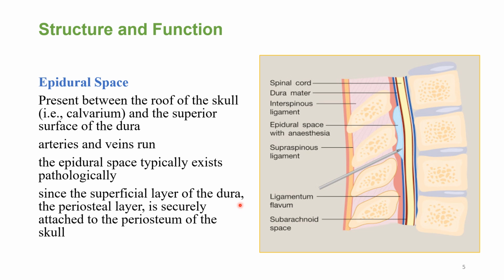This is since the superficial layer of the dura, that is the periosteal layer, is securely attached to the periosteum of the skull. So, normally the dura has layers. Dura mater also has some layers. The superficial layer is tightly attached to the periosteal layer. So, there is no space. But in a pathological condition, any fluid can accumulate in the epidural space. Normally, it has arteries and veins.